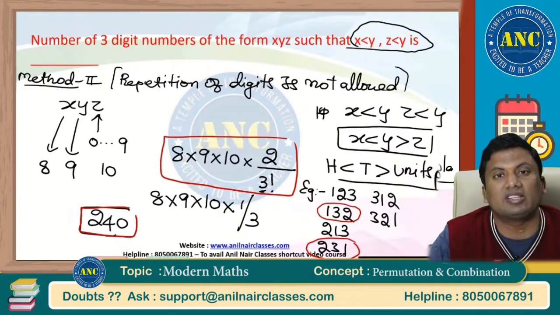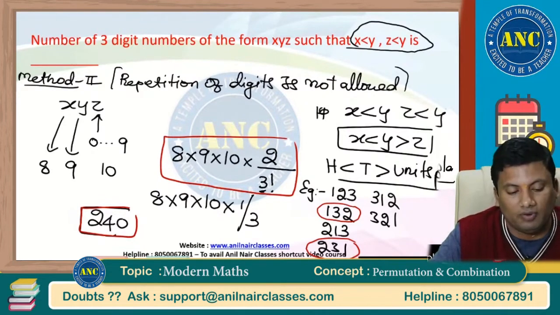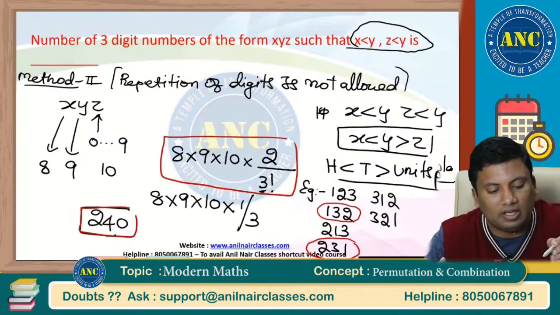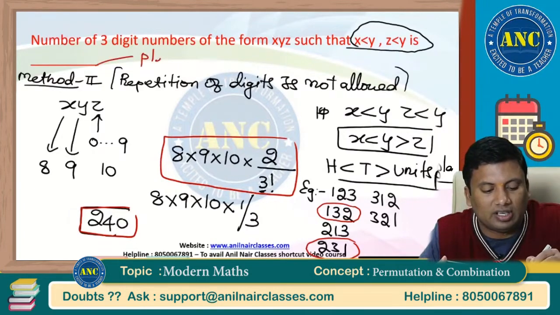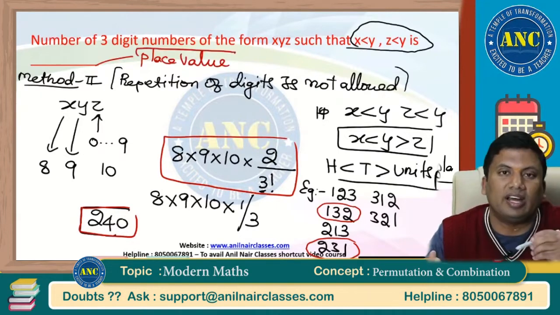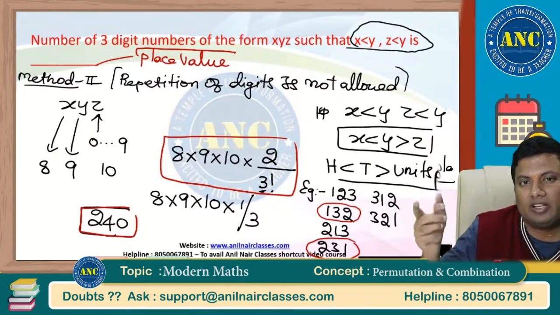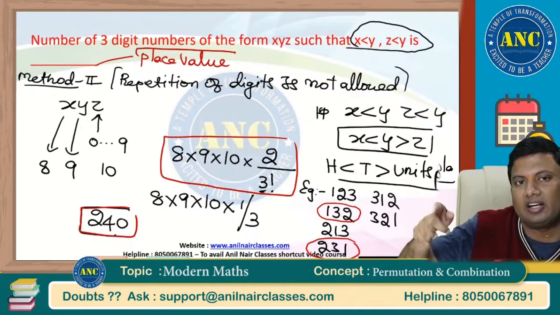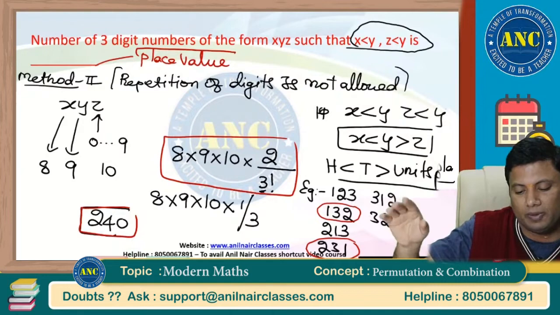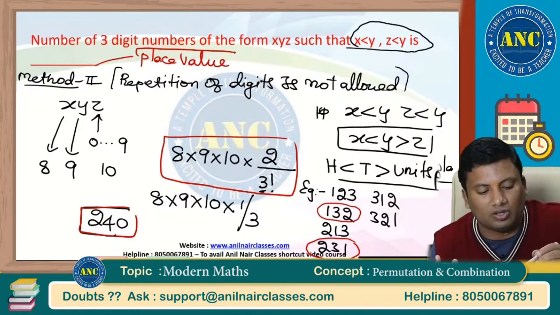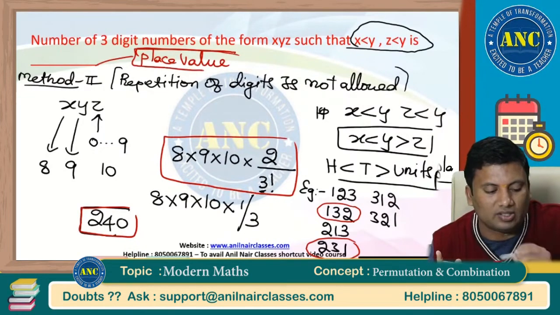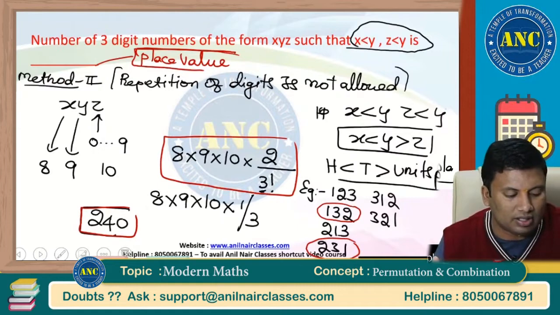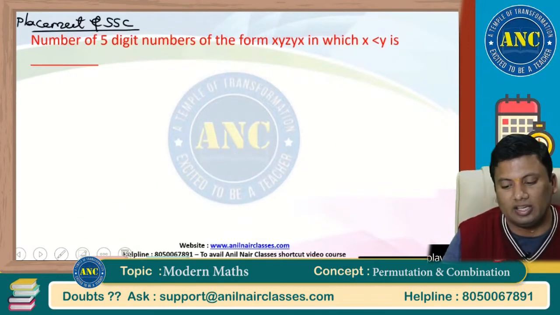Method number 1 is comfortable if you are good with the series. Otherwise, this is a place value method. Yesterday we solved a lot of problems based on place value. Tens place greater than units place, tens place less than units place, hundreds place greater than tens place greater than units place. So you can use the place value method also. I hope the idea is clear.